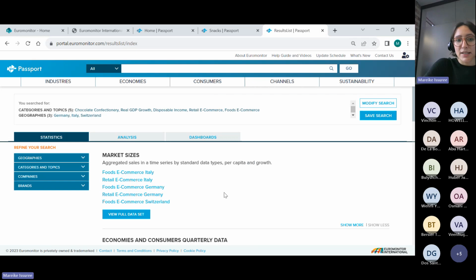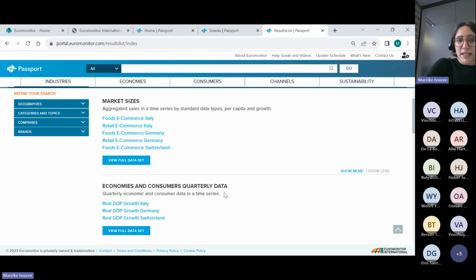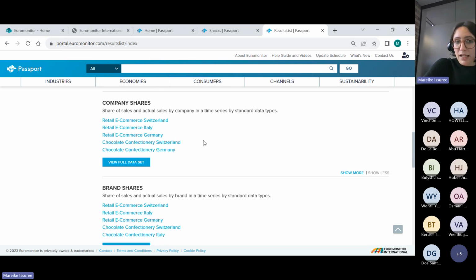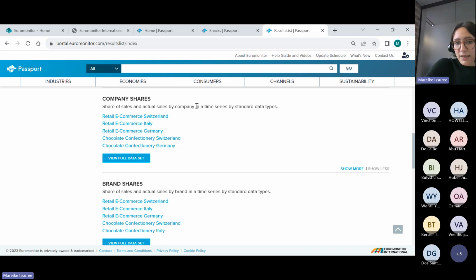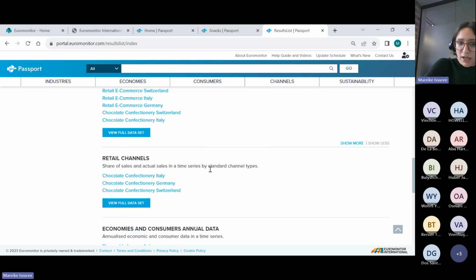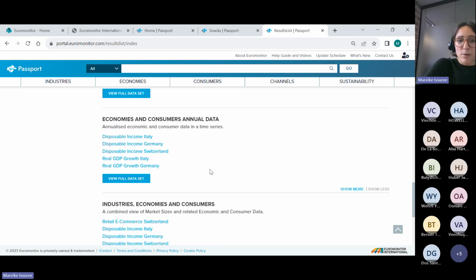Now, let's start with statistics. What are we getting? Because I've selected e-commerce and various other indicators like chocolate confectionery, I'm getting the market sizes statistics, but I'm also getting macroeconomic results. For our real GDP data, we can also look at quarterly data, not just annual data. And I'm getting the company shares based on their sales in the market. So I can both focus on retail e-commerce as well as chocolate confectionery and much, much more. The brand shares, the retail channels.